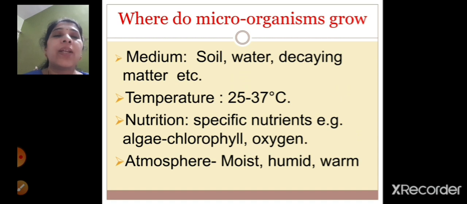Now where do microorganisms grow? They grow in the soil, in water, decaying matter, etc. And what is the temperature for their growth? 25 to 37 degrees centigrade, right? And what nutrition? They require specific nutrients like algae, chlorophyll and oxygen, right? And then what is the atmosphere they require? They require a moist, humid and warm atmosphere, right?